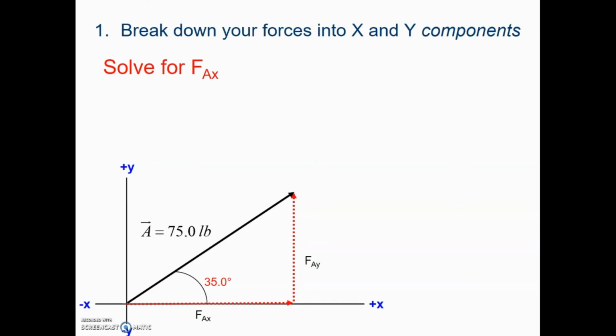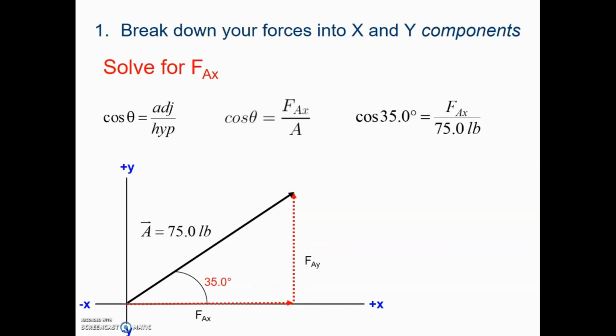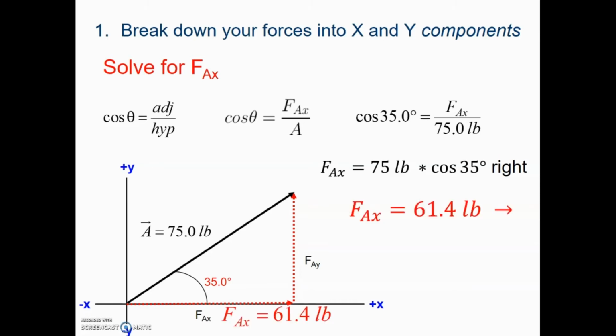Because I have my hypotenuse, FAX is my adjacent side. I know I'm going to have to use cosine to figure that out. And if I set it up, I know that the x portion of my applied force is hypotenuse times cosine 35 degrees, and that is going to the right. So I know I have an overall value for the x portion as 61.4 pounds.